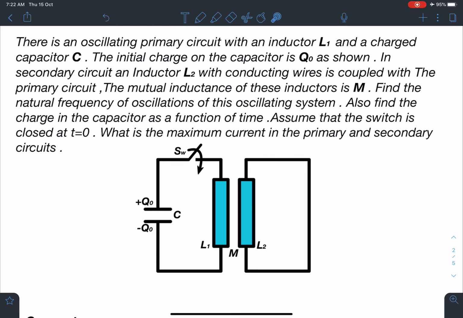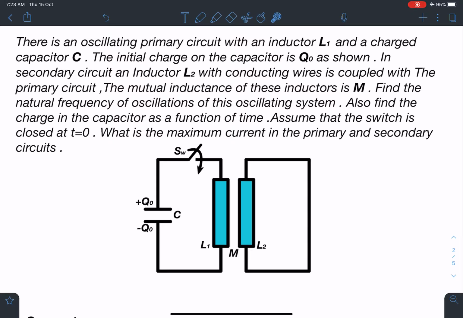This is Nitin here, and today I've come up with a very amazing problem on mutual inductance. This is the statement of this problem. There is an oscillating primary circuit with inductor L1 and a charged capacitor C. The initial charge on the capacitor is Q0 as shown.